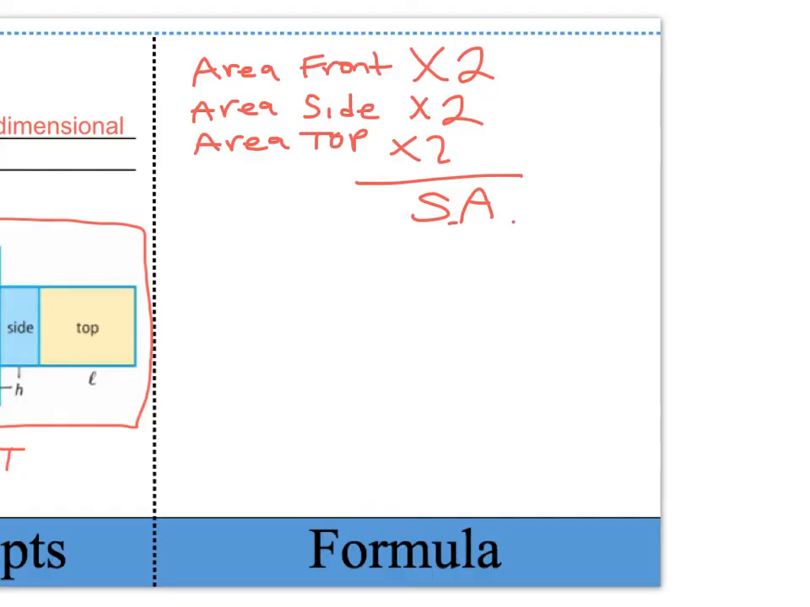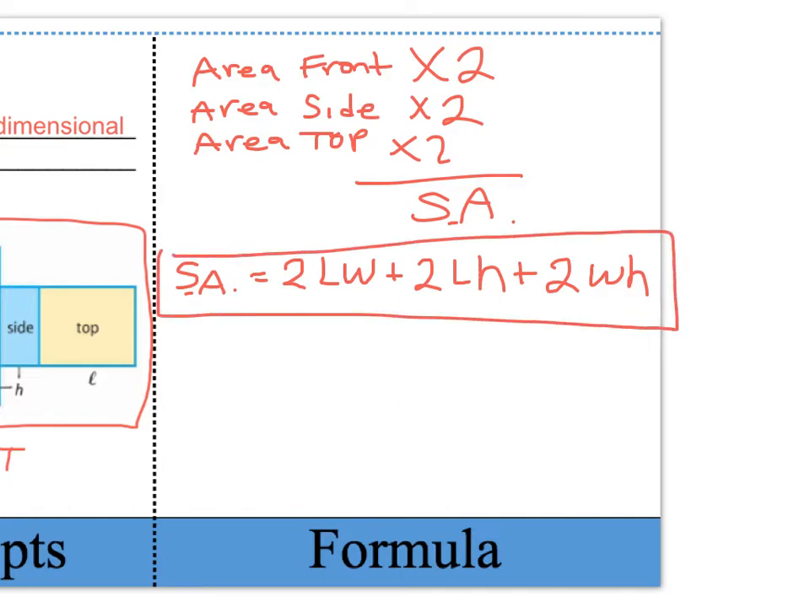Another way to get this is using this formula. Surface area is equal to 2 times the length and the width plus 2 times the length and the height plus 2 times the width times the height. So we can use that formula to figure out the surface area, or you can use nets. Either method can help you get the correct answer.